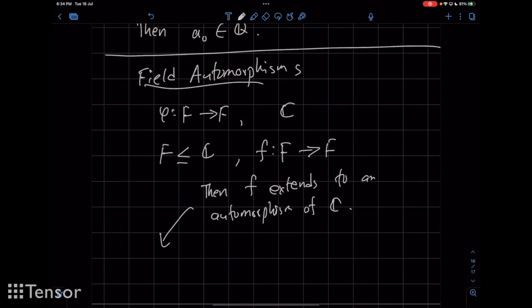And this is proved using Zorn's lemma, which is actually equivalent to the axiom of choice. So we cannot really write explicitly how this extension automorphism looks like, but we know that it exists. Is it unique? No, I don't think so.